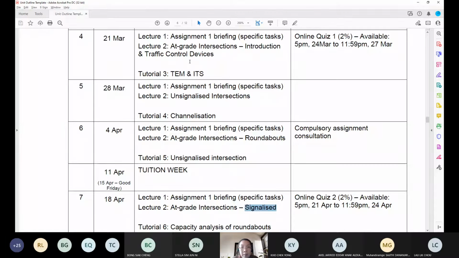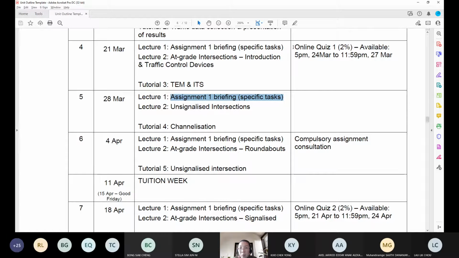And then, as you can see, assignment briefing. For the specific tasks here, we'll just go through the tasks recommended for that week. So week 4, you will have 1 quiz, which is worth 2%. All the quizzes are available from Thursday to Sunday.